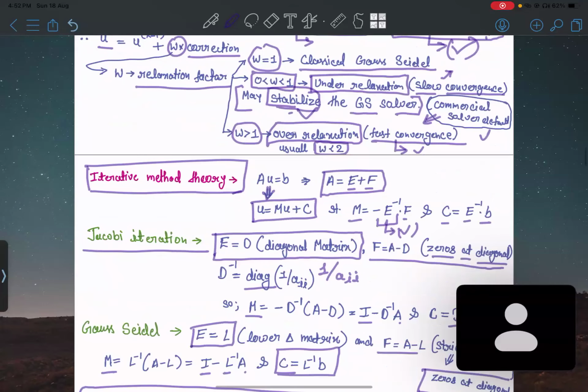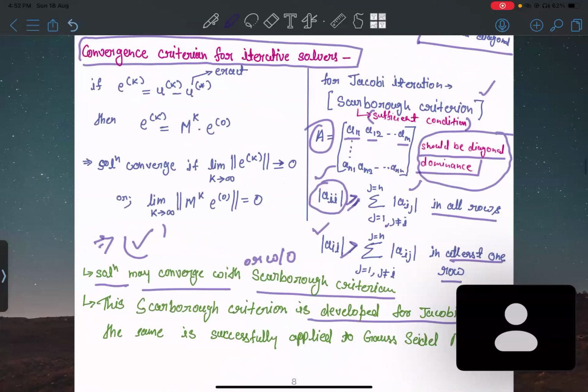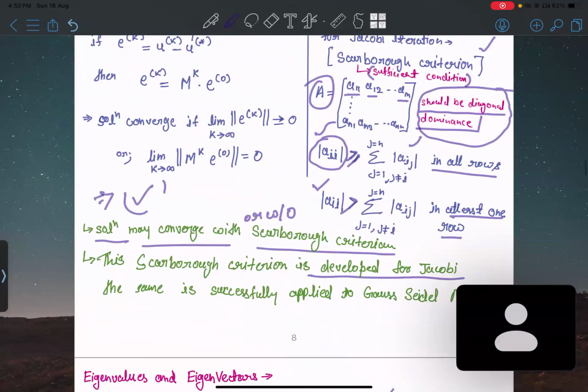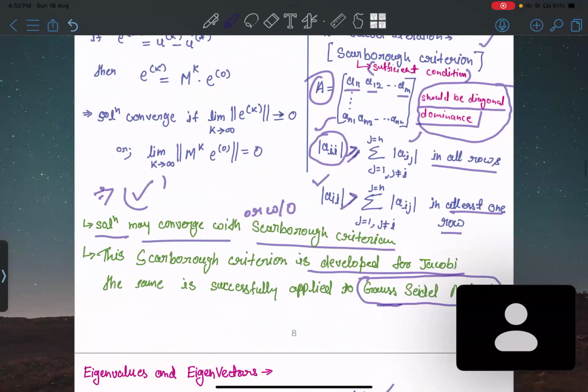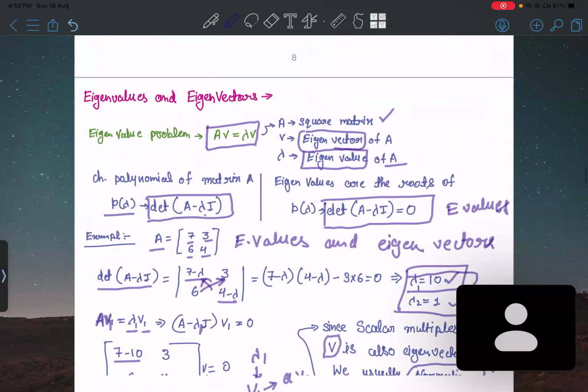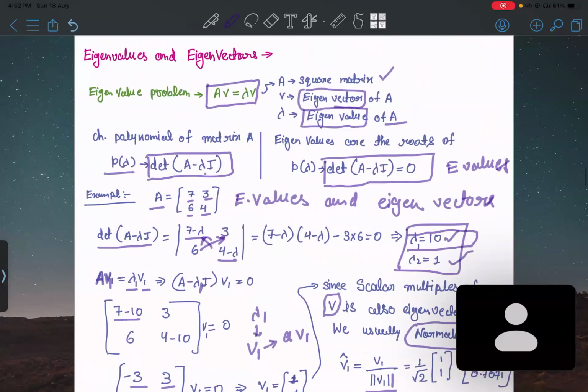Then we have seen the convergence criterion, which is known as the Scarborough criterion, which was developed for the Jacobi iteration, but it can be applied for Gauss Seidel methods also. Okay. What was it? It was that the coefficient matrix should be diagonally dominant. Diagonal dominance means what? The modulus of a_ii should be greater than or equal to the summation of the other elements in the row, and in at least one row it should be greater than. Okay.